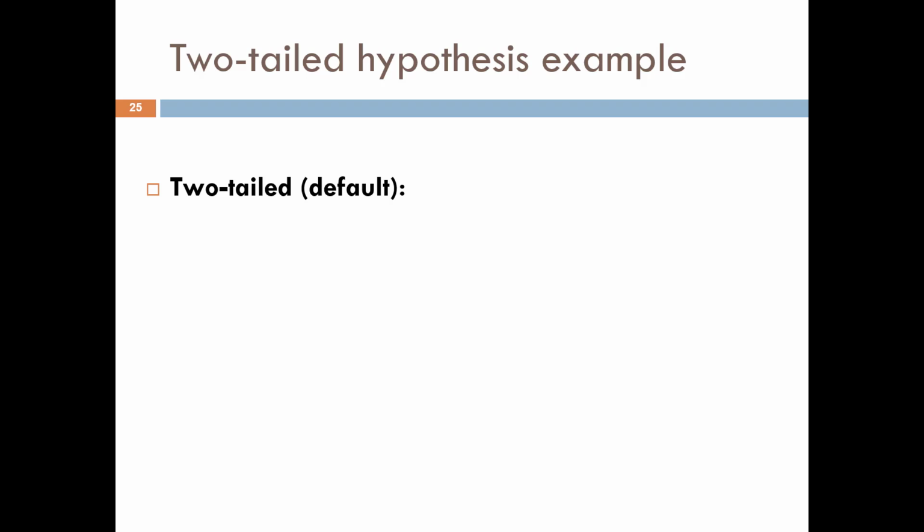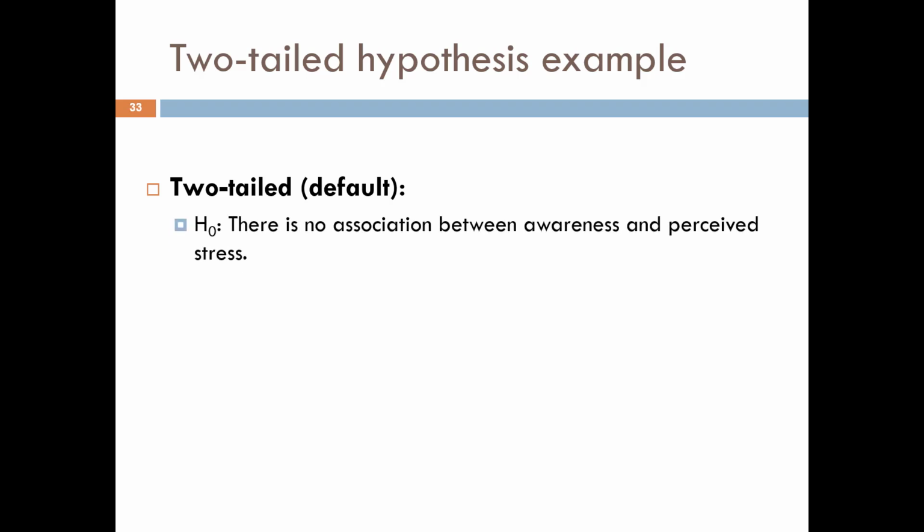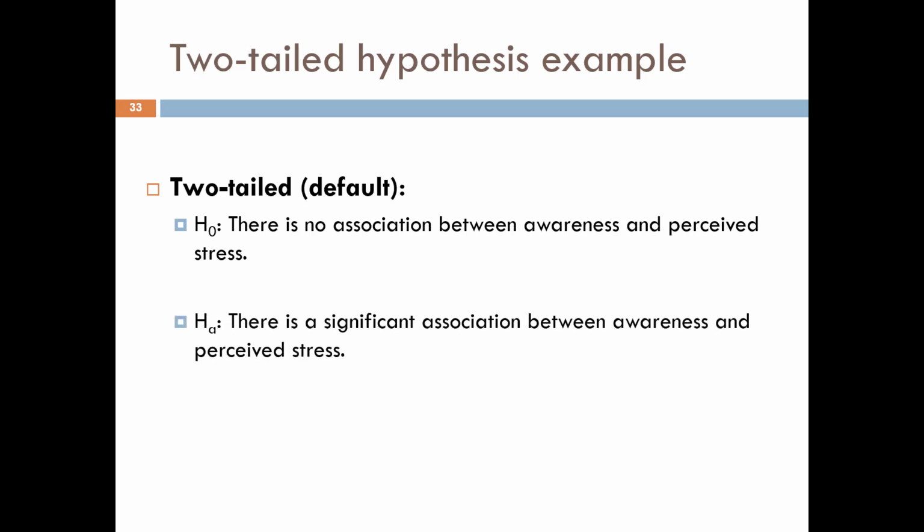Now let's take a look first at the two-tailed example. So the null hypothesis may be written as, there's no association between awareness and perceived stress. And then the alternate hypothesis would be that there's a significant association between awareness and perceived stress. So of course these two hypotheses are the opposites of each other.